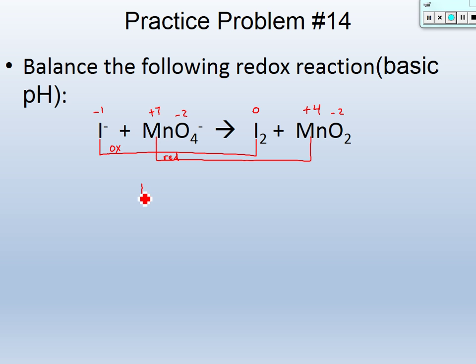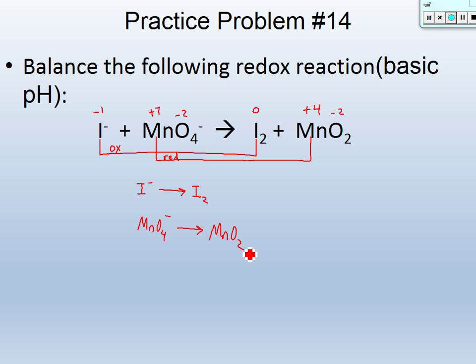So I've got I-, and that's going to I2 for one half reaction. The other half reaction will be MnO4-. Please remember to bring down the charges, and that goes to MnO2. Okay, so step 1 is done. Now let's go to step 2.